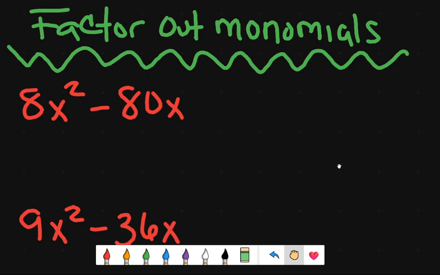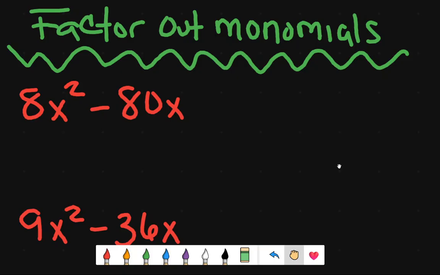In this lesson, we're going to work on factoring out monomials. When we factor out, we have to use the GCF, which is known as the greatest common factor. And remember, your factors will have some common factors, but we want the one that's the largest. That's why it's called the greatest common factor.